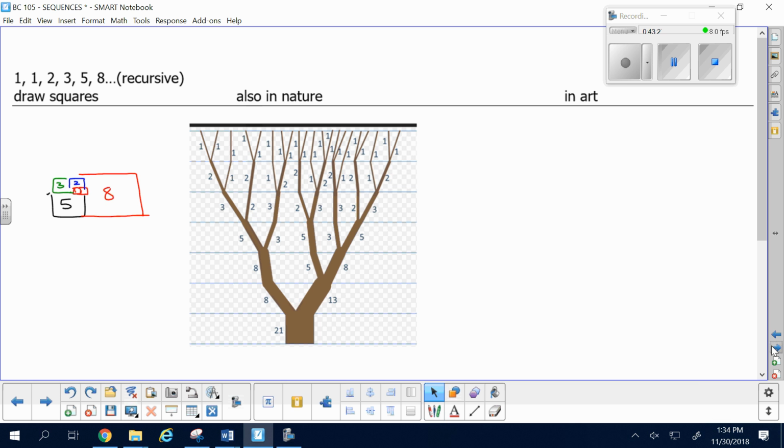If I then did another one, 8 plus 5 is 13. Okay, and then I could continue. 13 plus 8 is 21. If I had enough room over here, boom. Okay, now that is cool, but it looks like just a jumble of boxes.